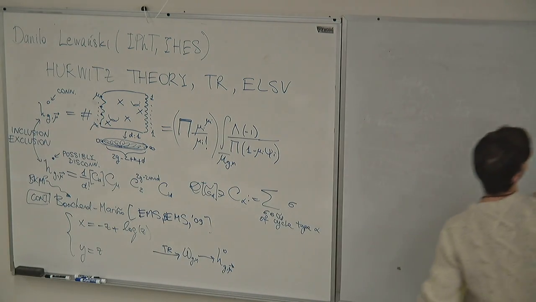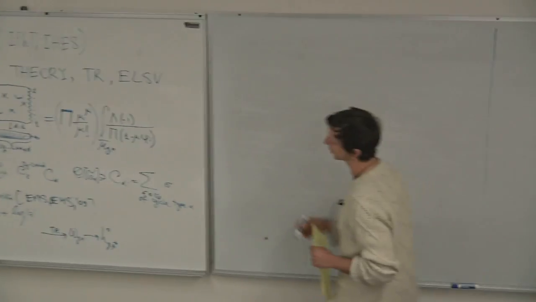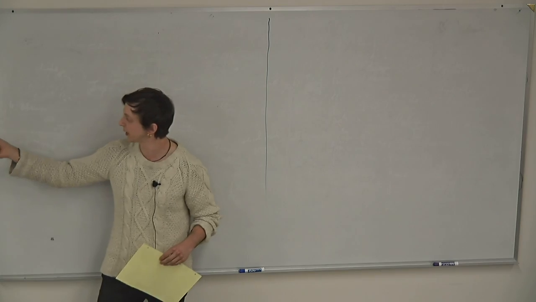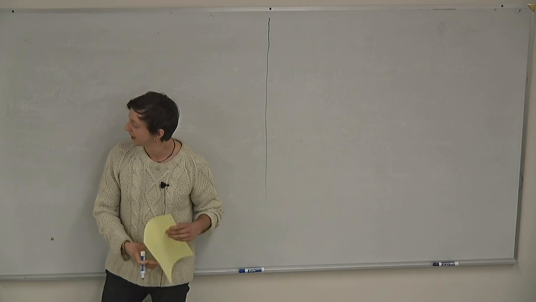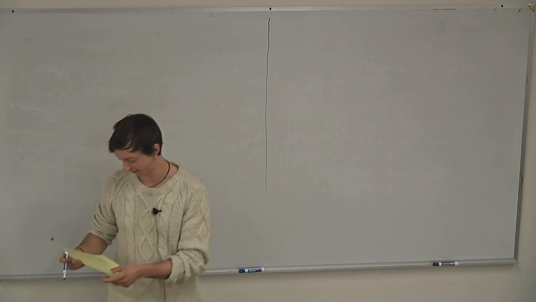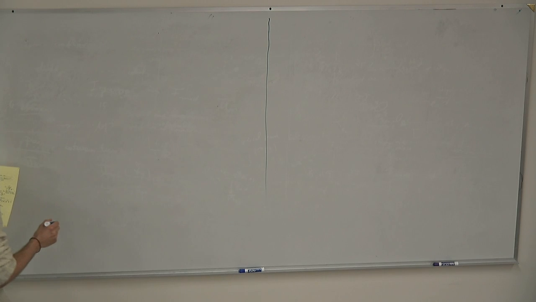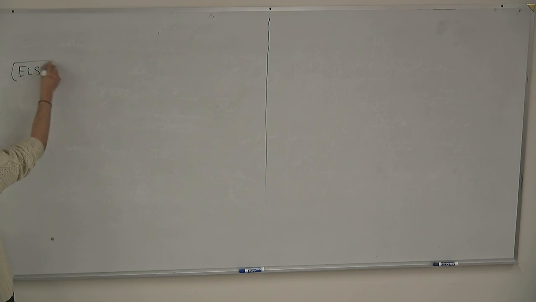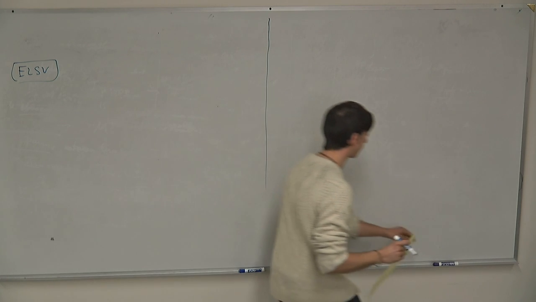And so now I want to discuss a little bit instead the opposite of this. So how can you prove the ELSV formula via topological recursion? So for me, the scheme is a little bit the following. So you have ELSV.